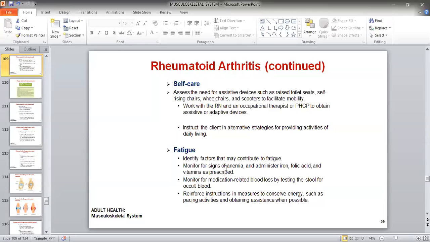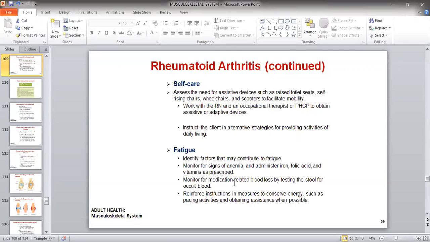If anybody is anemic, automatically they will get tired or fatigued. If anybody is anemic, we have to administer iron, folic acid, and vitamins, right? Iron is the most important component of hemoglobin. Hemoglobin is the component of red blood cells. If you have enough red blood cells, you can prevent anemia. Folic acid is important for maturation of red blood cells. Also other vitamins like cyanocobalamin, vitamin C.